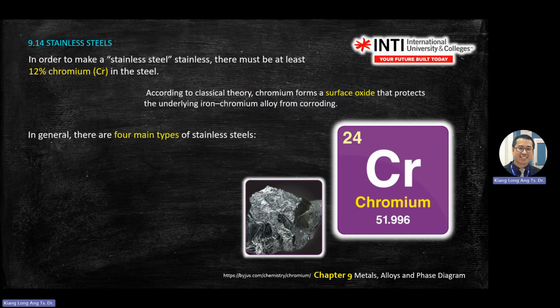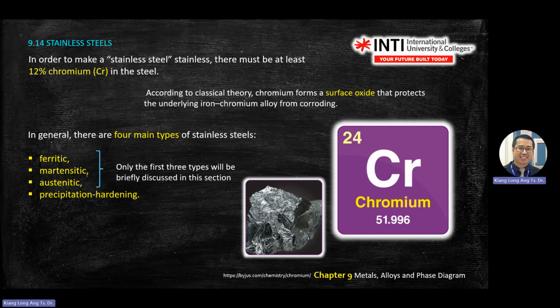Stainless steels, only this you need to remember. Stainless steels, one very important ingredient is chromium. I only need you to remember this one. How many percent makes it a different type of stainless steel? So what differentiates carbon steel from stainless steel? Chromium. Carbon steel doesn't have chromium, but as long as you add in chromium, the name becomes stainless steel.